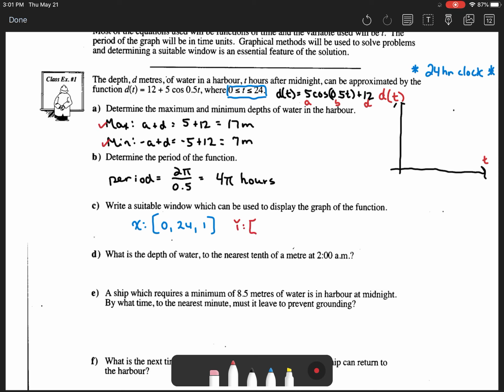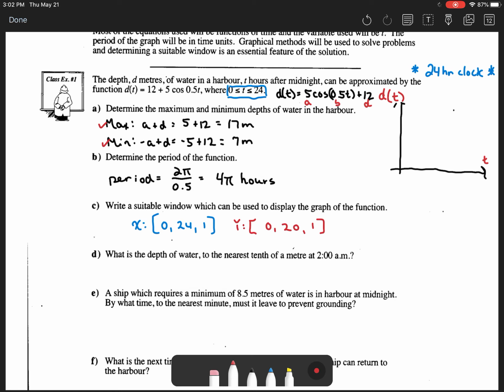Now the y values, or the range, that comes from the max and the min calculation I did right there. So I'm going to go a little bit below 7, so say 0. I'm going to go a little bit above 17, like 20, and then again, the scale can be 1, not a big deal. But I always want to go a little below the minimum, a little above the maximum, so I get a clear idea of what that graph looks like.